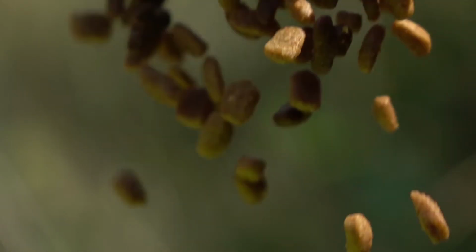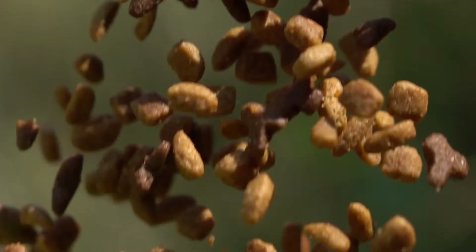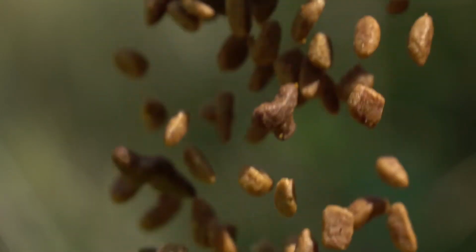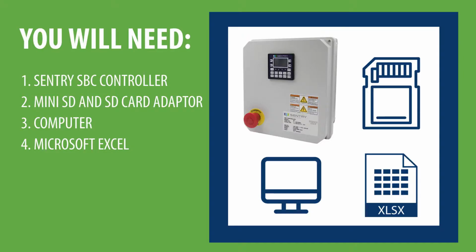Production of bulk solid materials is dependent on expensive capital equipment, often optimized to produce multiple products on the same line. These systems can make numerous products, including varying particle sizes, dimensions, and other characteristics. A good example of this is pet food production. This video will help you understand the use of recipe files to manage multiple product lines using the Sentry SBC Controller.